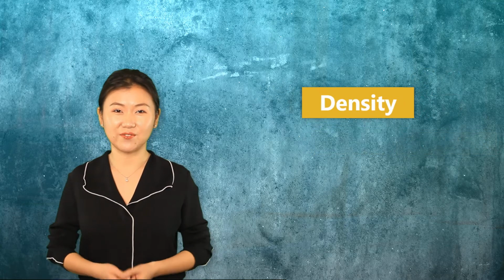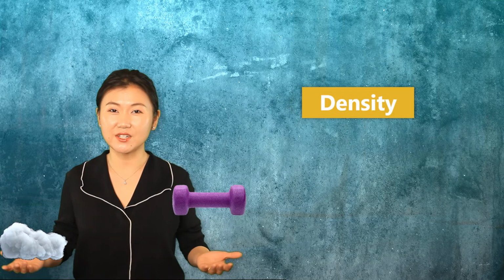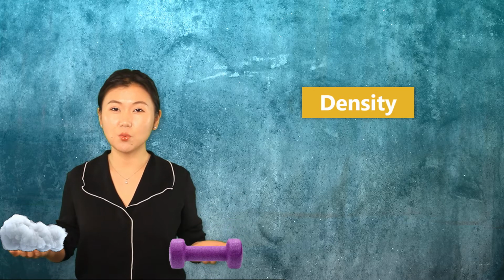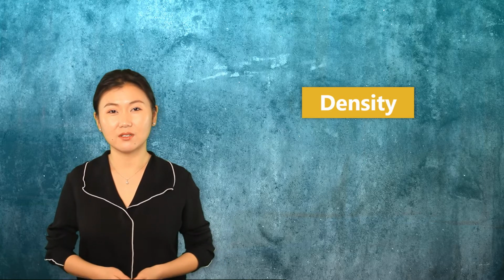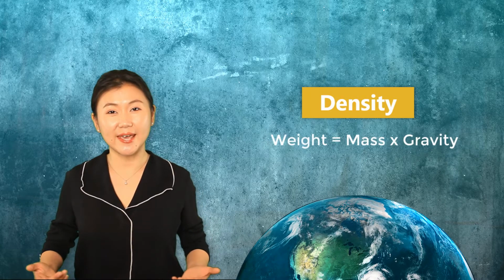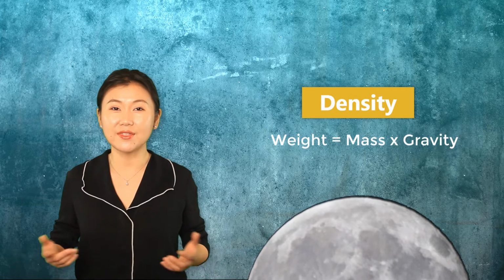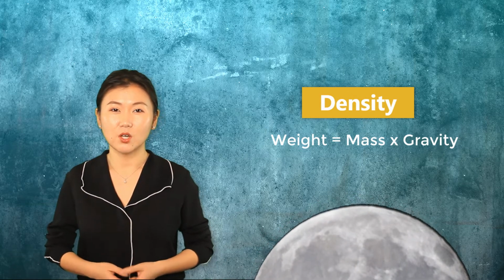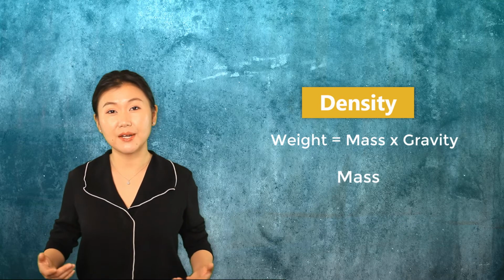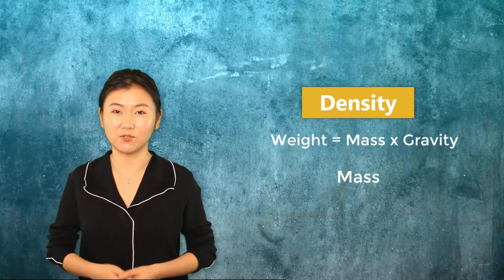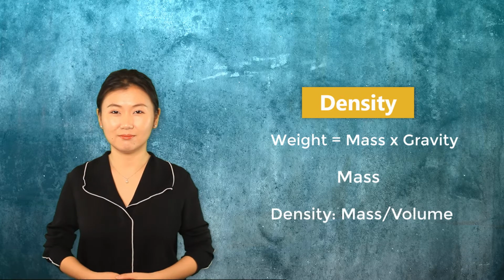Let's start with density first. Considering holding the same volume of cotton and steel by hand, you will definitely notice that steel will be heavier. This is because cotton and steel have different weight, but weight depends on the gravity and hence changes with location. For example, your weight on the moon would be a sixth of your weight on the Earth. What does not change with the location is mass. Mass is a property that belongs to the material and is independent of gravity. And density is the mass per unit volume for the material.